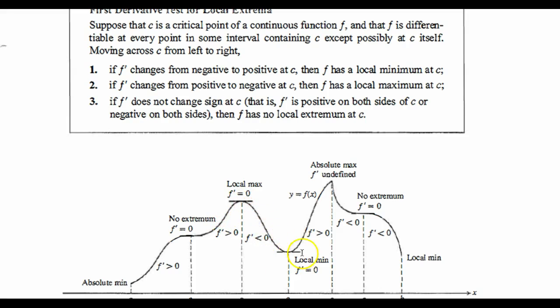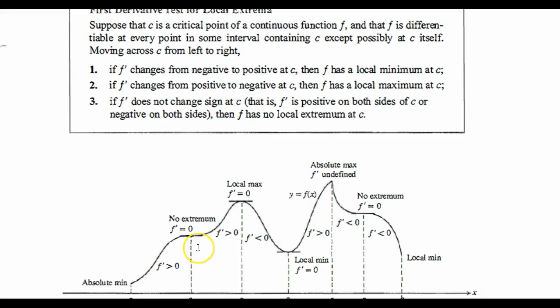And you have the reverse here at a local minimum. At a local minimum, you have the derivative being negative, which means you have a decreasing function, down to a derivative being 0, a 0 slope, and then after that the derivative is positive, which means it's increasing. So if we're decreasing and then we have a 0 slope and then increasing, then we have a local minimum. And then the same thing happens on either side of critical points where the derivative is undefined.